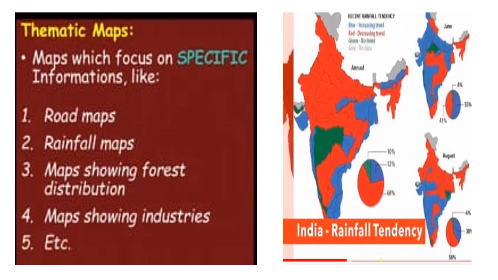Now, the third type of map is the thematic map. Coming from this word, theme. Theme means topic. So the maps which talk about different topics are called thematic maps. We can have thematic maps on rainfall distribution, on forest distribution, on road maps. Whenever we are studying a topic in a given country or region, we make use of a thematic map. The map shown over here is the rainfall distribution map of our country India.